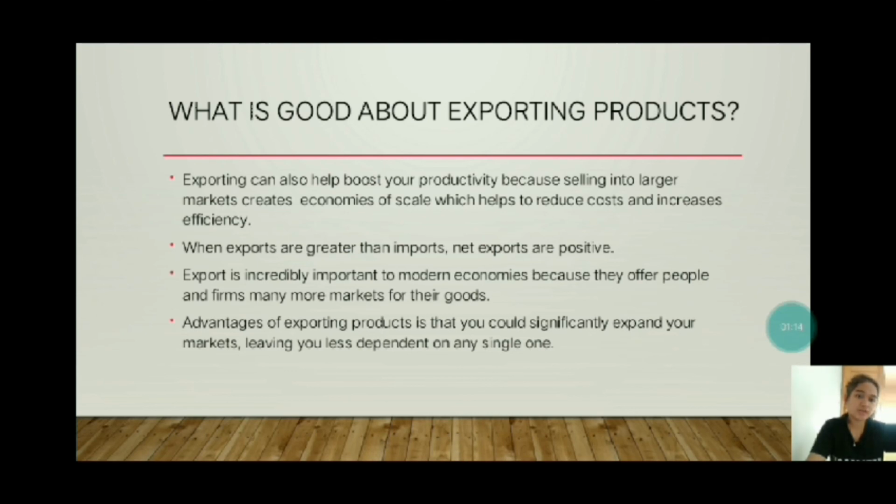Next is when exports are greater than imports, net exports are positive. Next, exports are incredibly important to modern economies because they offer people and firms many more markets for their goods. An advantage of exporting products is that you could significantly expand your markets, leaving you less dependent on any single one.